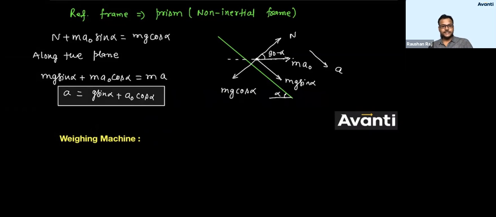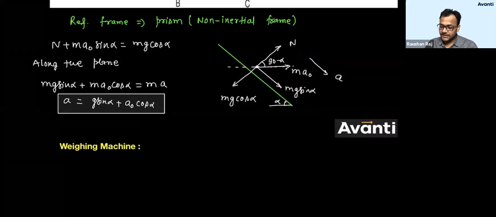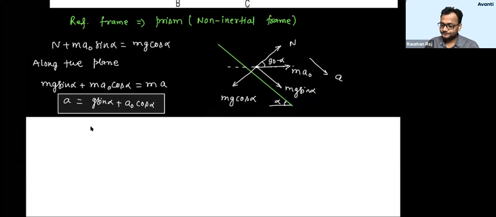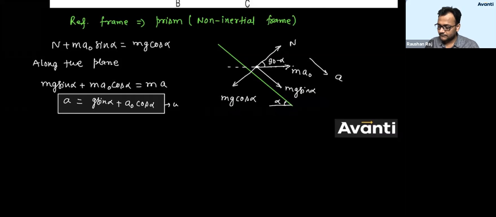Guys, please click yes if you have understood this. This acceleration is what बच्चा लोग किसके respect में है? With respect to prism. Guys, please click yes if you have understood this. I need your response here. बच्चा लोग please click yes if you have understood this. Clear है? Very good.